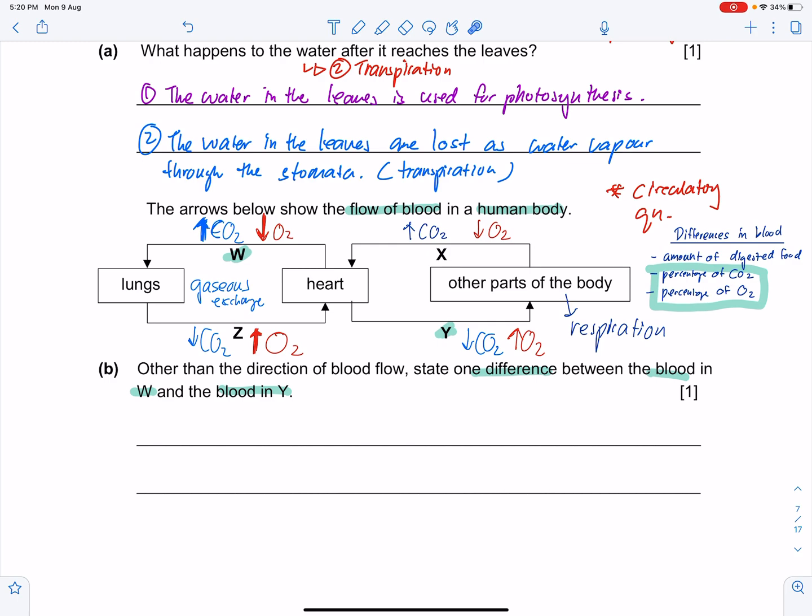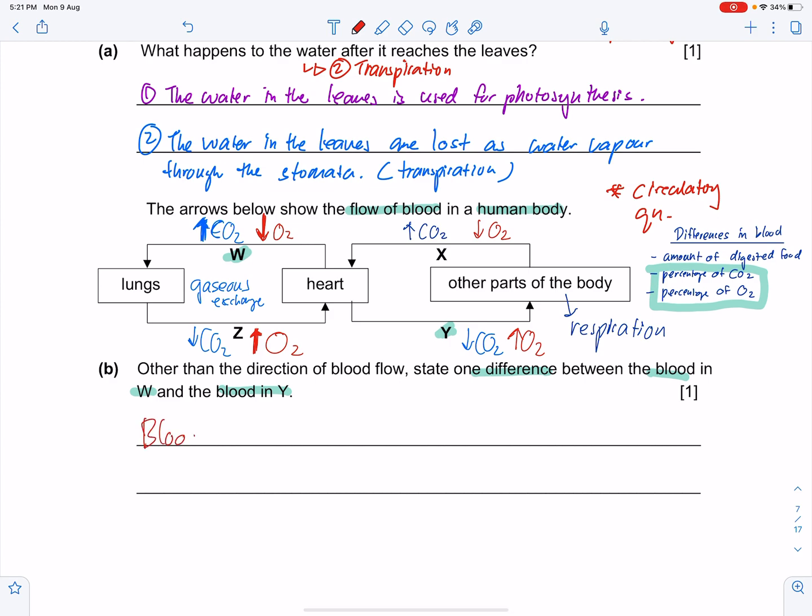They wanted to compare W with Y. So I would say that W, because I've done my homework, the difference: I can either talk about carbon dioxide or I can talk about oxygen. So I'm going to talk about oxygen in this case. I'll say that the oxygen content is actually lower as compared to the oxygen content in Y. Can you see this is up and this is down? Okay, so let's pen the answer down.